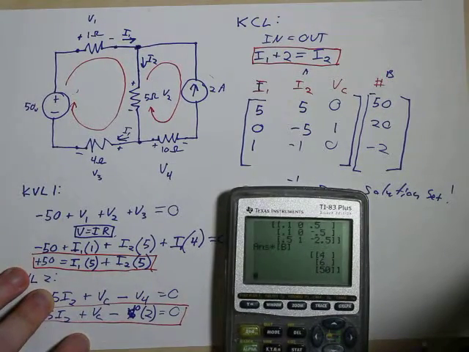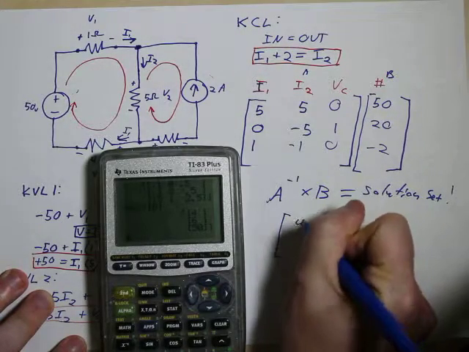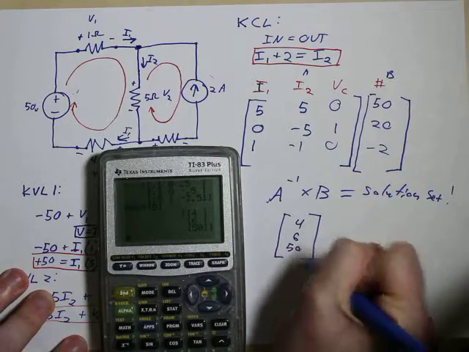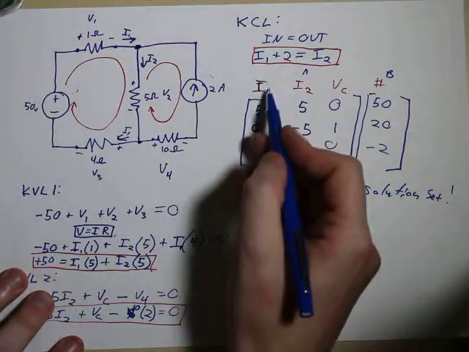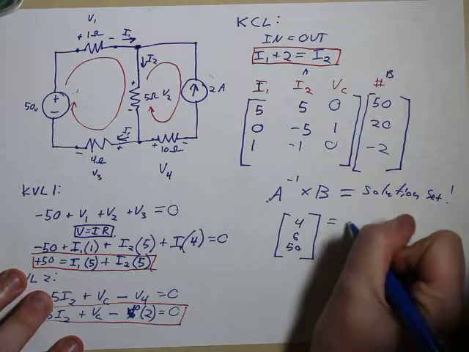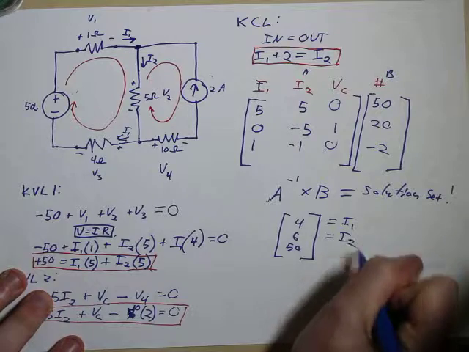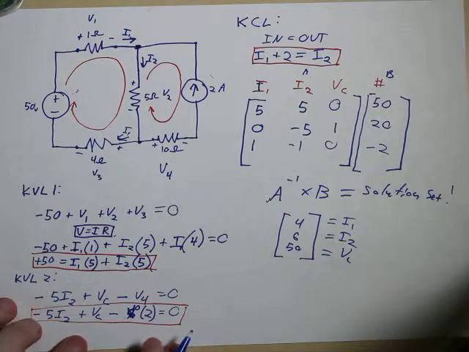So we're going to grab that. The solution set equals 4, 6, 50. So what does that mean? Remember, we have to go back to this again. So 4 equals I1. 6 equals I2, 50 equals VC. And that's how we solve that kind of problem.